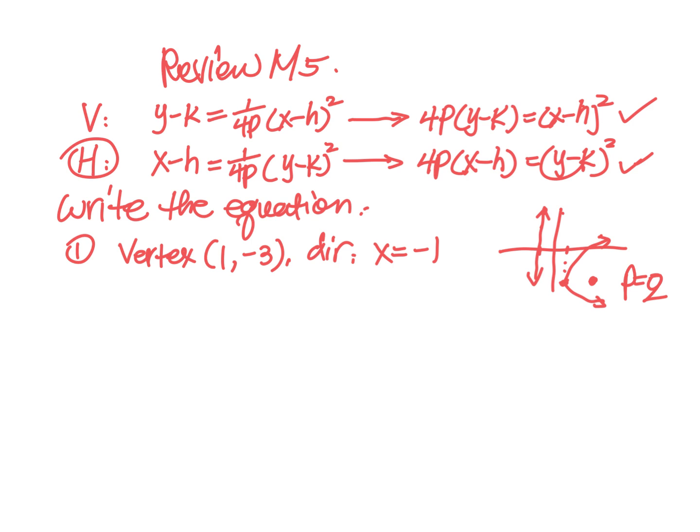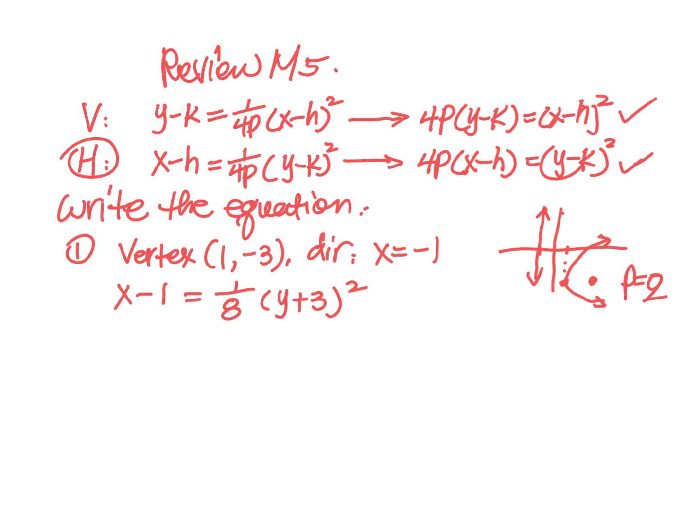Since it's horizontal, I use that formula. x minus h, h is 1, equals 1 over 4p, you can write it like that, times y minus k, k is negative 3, squared. So that's how we write the equation. Okay.